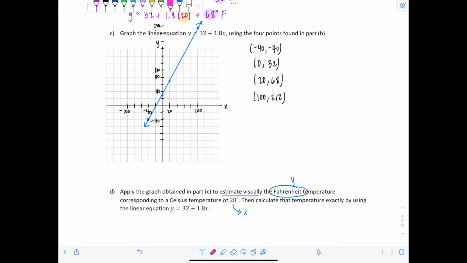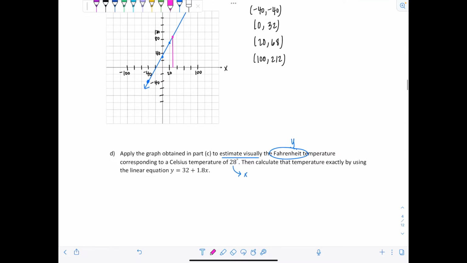28 maybe is somewhere around here. So what would y be? I'm going to guess 85. How's that sound? I don't know.